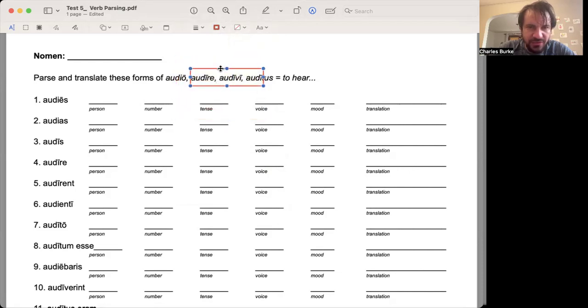Audire. You look at the second principal part to determine the conjugation number. Ends in IRE, that makes it fourth conjugation. Fourth conjugation has a few properties, including the fact that it'll tell us how it forms its future. So future tense for fourth conjugation, the tense marker is IE. I just told you E/IE because it's E for third conjugation and IE for fourth. That's how you form future tense for third and fourth conjugation: E/IE.